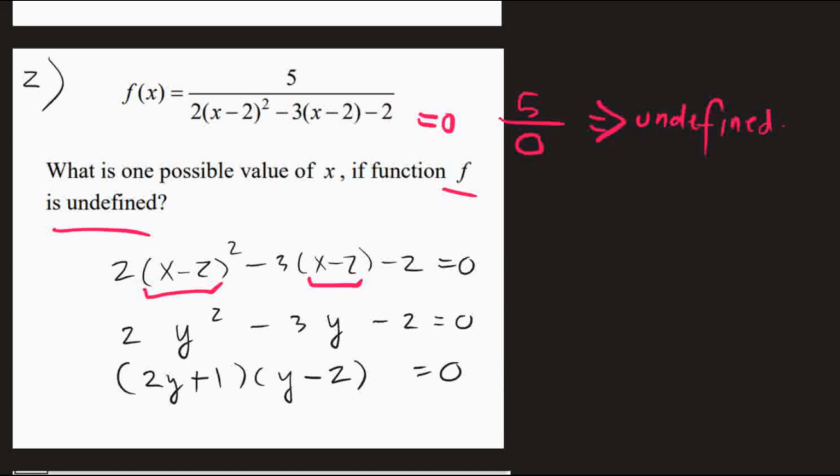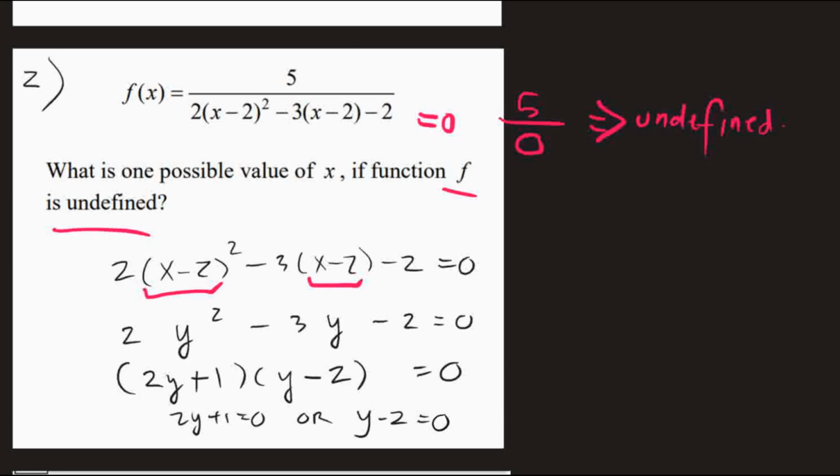And then 2y times negative 2 is negative 4y, while this part is 1 times y is y. Then when we add them, minus 4y plus y is minus 3y. So that's why we put negative in the 2. Now we have the equation (2y plus 1)(y minus 2) equals 0. To make this 0, either this part is 0, or y minus 2 equals 0.